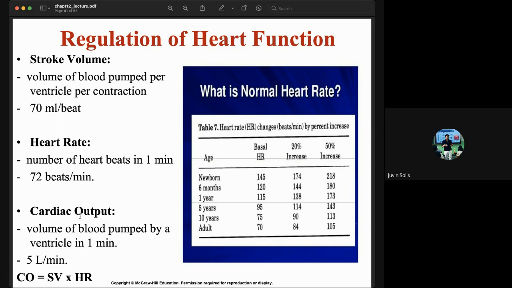Your cardiac output is the volume of blood pumped by the ventricle in 1 minute. Okay, so basically your CO, cardiac output, will equal your stroke volume times your heart rate. So makukuha mo na dun yung cardiac output. Okay, you can read this one on page 335 of your book.